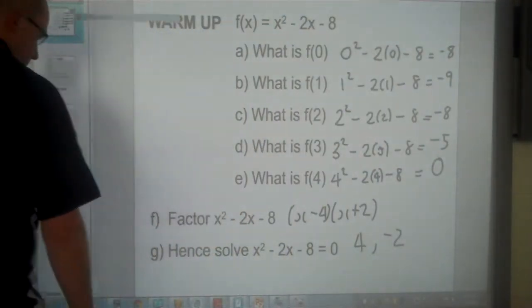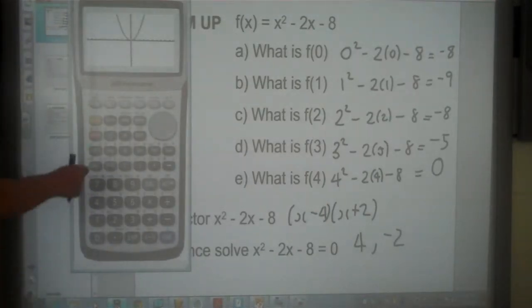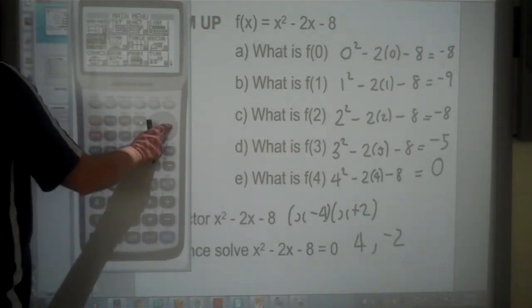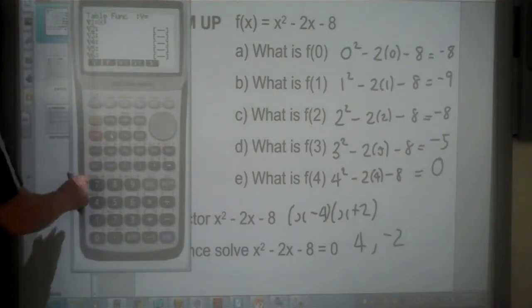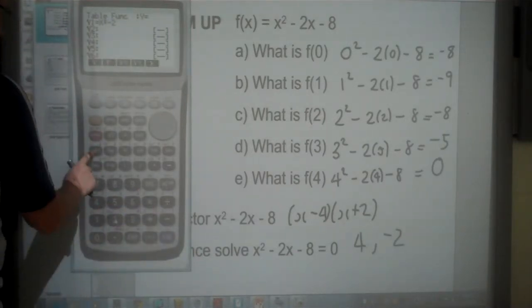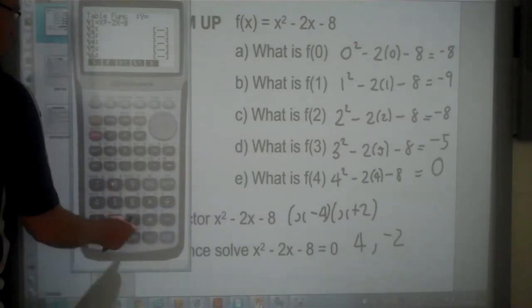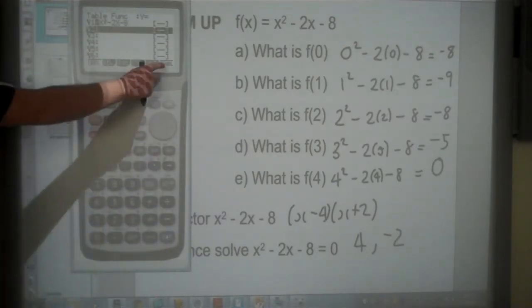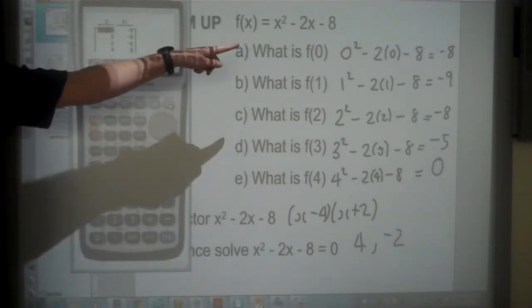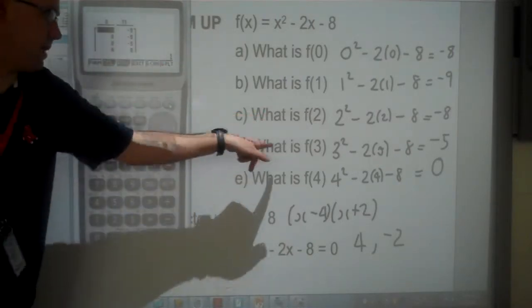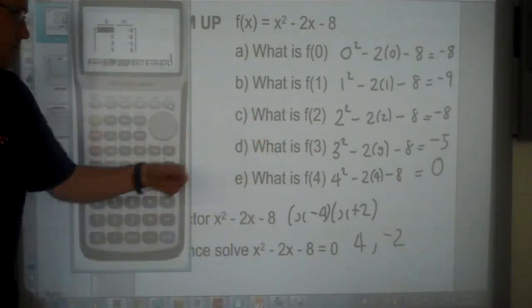Now we can also do this on the graphing calculator as well. So if I was to go into table, and I was to type in the equation x squared, take away 2x, take away 8, and then go into table, then notice it actually gives me the first few values here. When it's 1, I get negative 9, when it's 2, it's negative 8, when it's 3, it's negative 5, and when it's 4, it's 0.